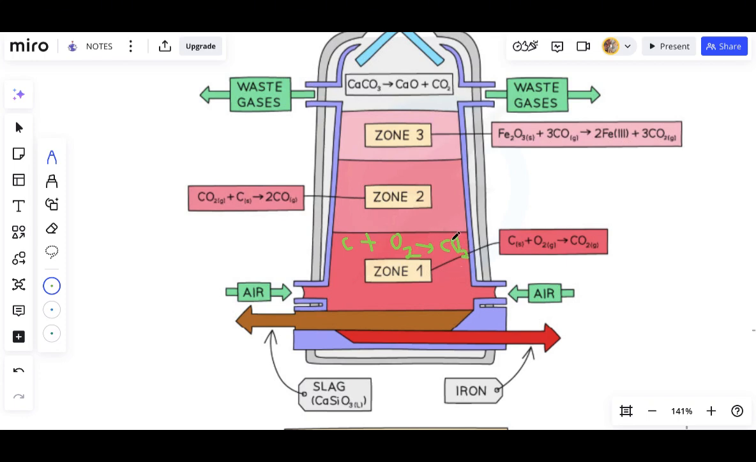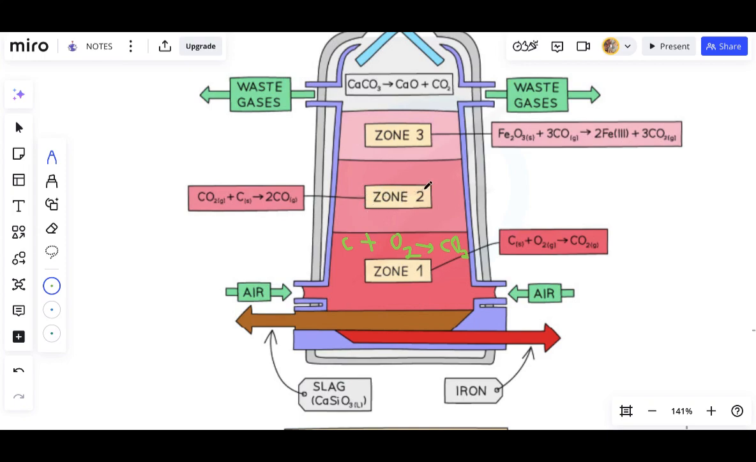dioxide. In zone 2, look at the equation here. Carbon, a solid, reacts with hot air, which is gas, oxygen, which is gas, to produce carbon dioxide. What is happening in zone 2 is that this carbon dioxide we have produced will react with more coke.